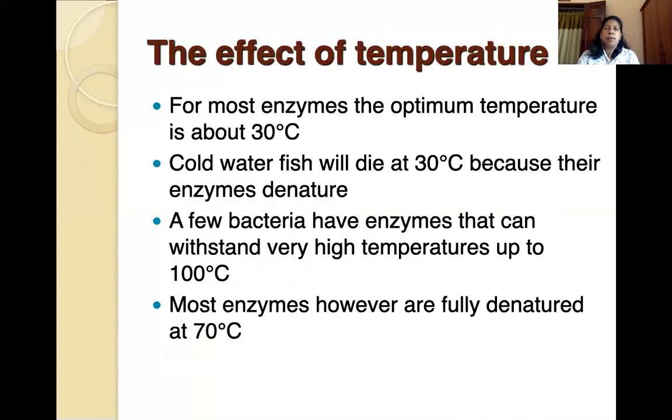Therefore, for most enzymes, the optimum temperature is about 30 degrees. Cold water fish will die at 30 degrees because their enzymes denature. A few bacteria have enzymes that can withstand very high temperatures up to 100 degrees. Most enzymes, however, are fully denatured at 70 degrees.